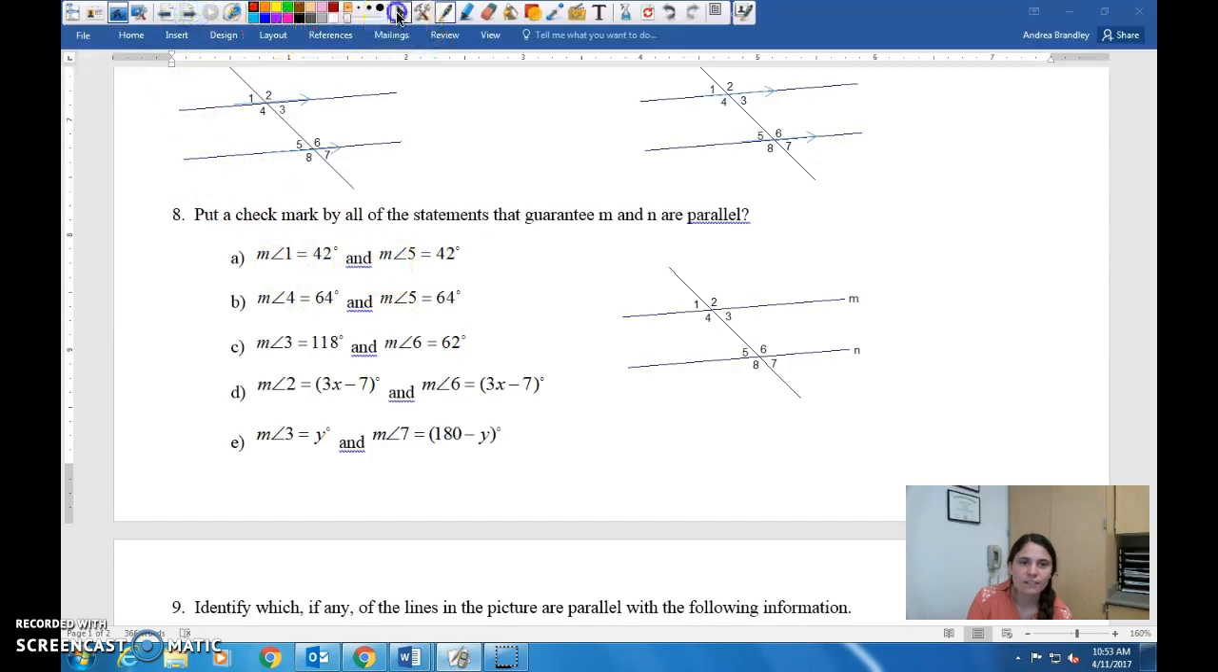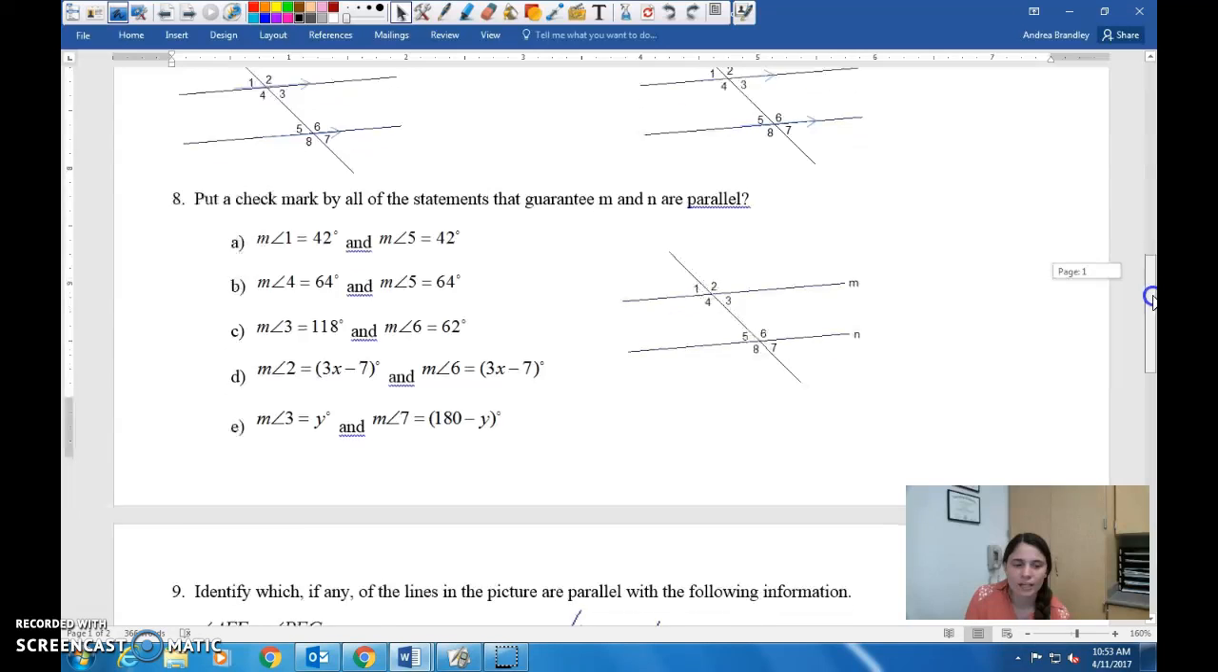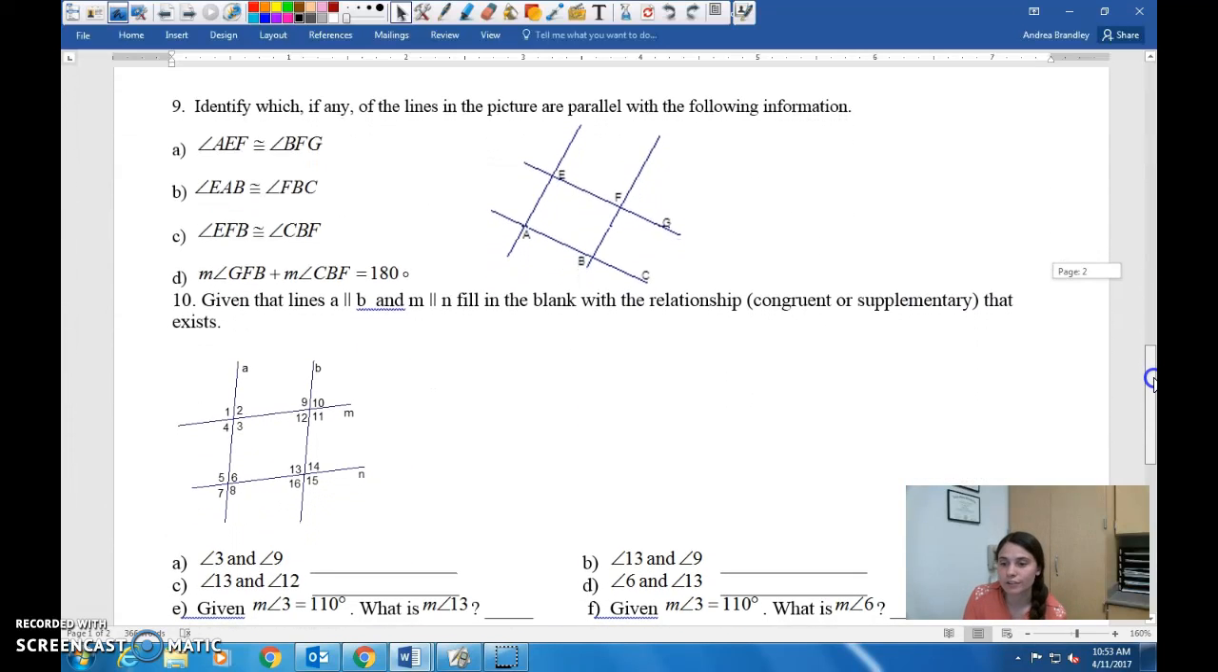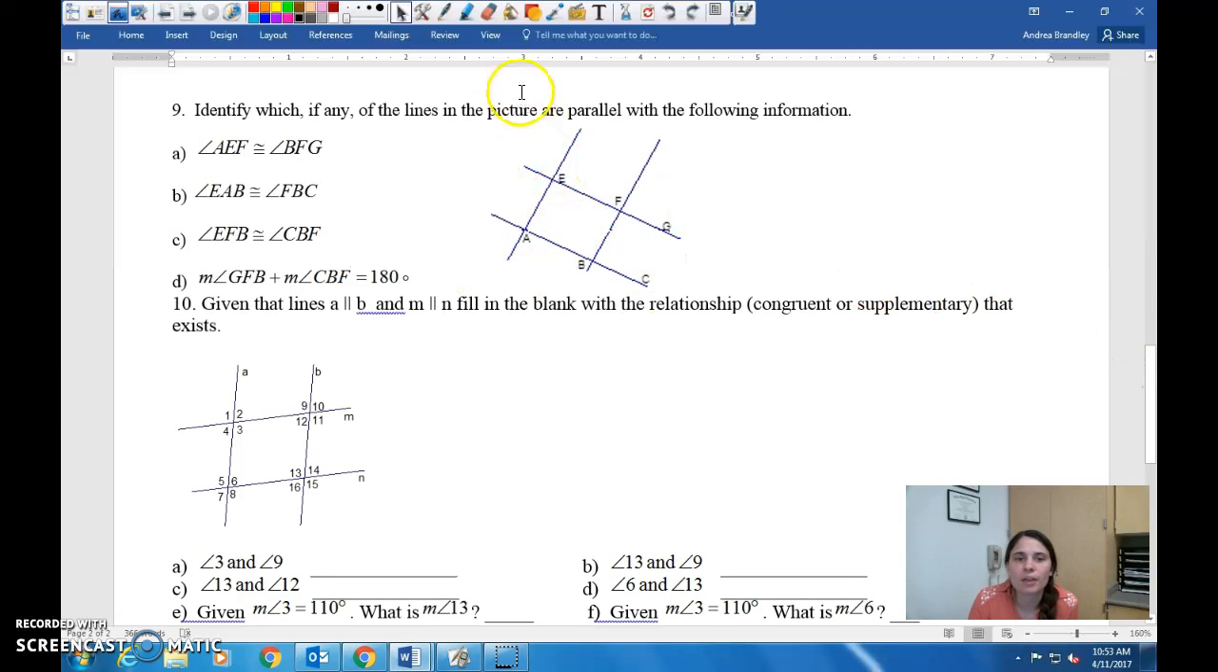And then it's a similar idea on number 9. We're given a lot of different pieces of information about this shape, and we want to figure out if any of the lines are parallel. So these two lines could be parallel. So is AE parallel to BF? That could be true or false.